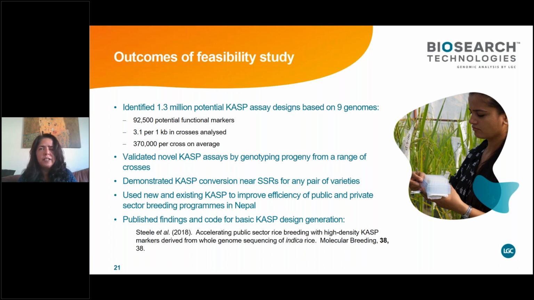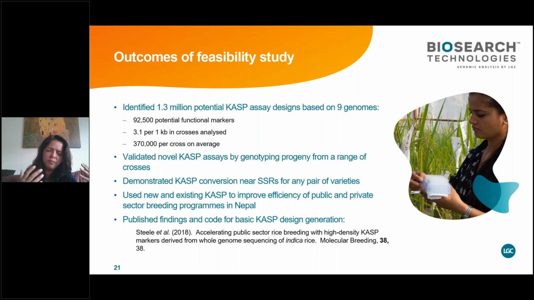Another outcome, we validated novel KASP assays in a range of crosses. We demonstrated that KASP conversion near SSRs is possible and can produce SNP markers which are just as good as the SSR, and of course increases the throughput and efficiency of the selection process. We had the collaboration between the private and public breeding sector in Nepal, and all of this was published in a paper in 2018. So this was the first half of our journey together, should I say.